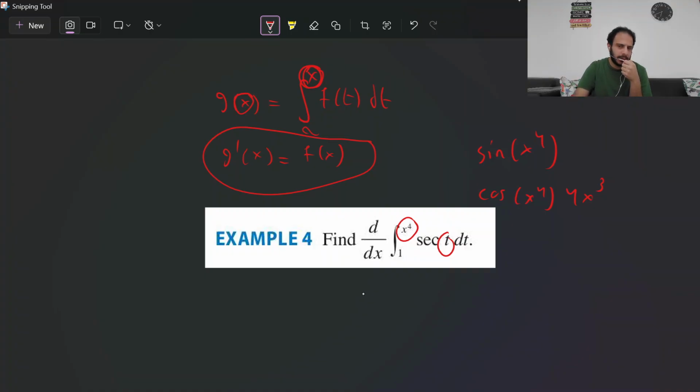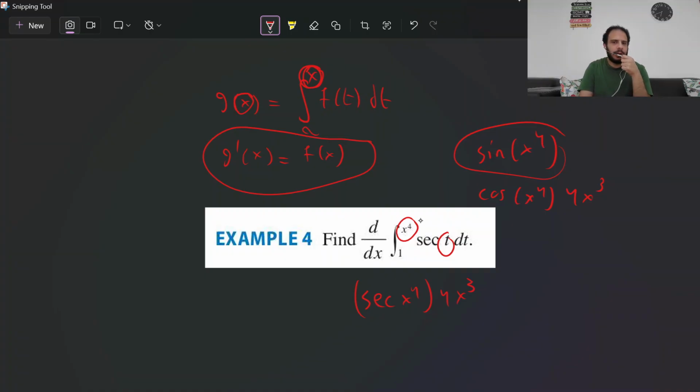So let's do that. The derivative of the integral: you substitute this in t, so you get secant of x to the 4. Then you multiply by the derivative of x to the 4, you get 4x cubed. Good. Do you have questions? No question. Okay. So it's just the chain rule, similar to sine of x to the 4.